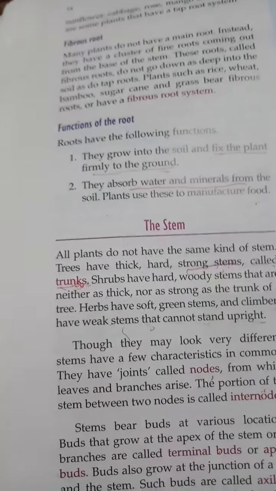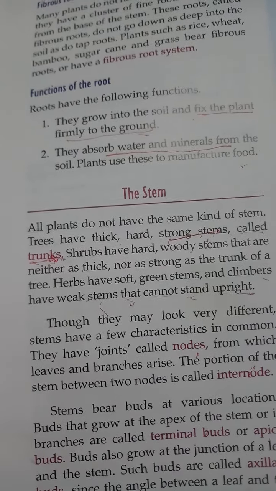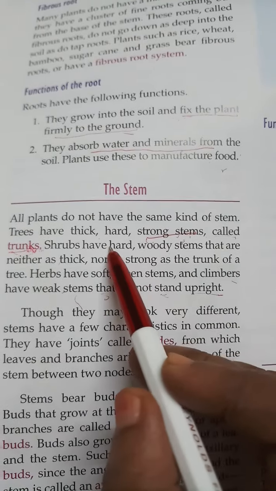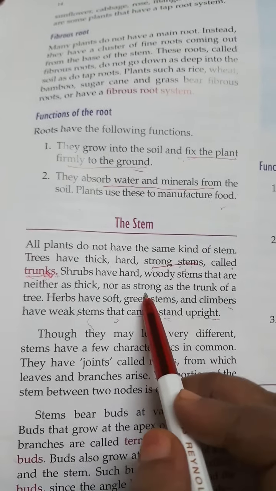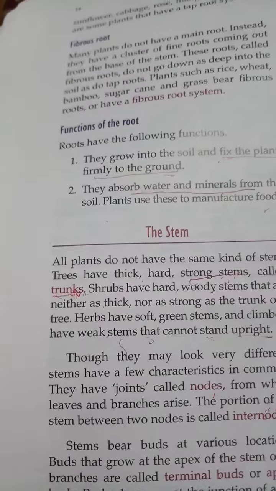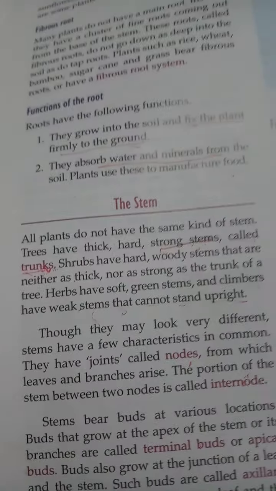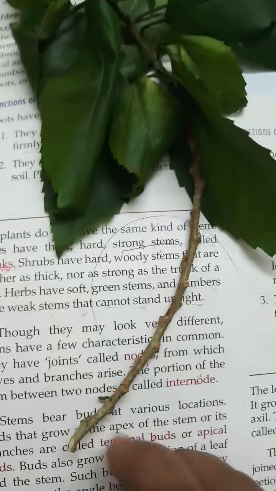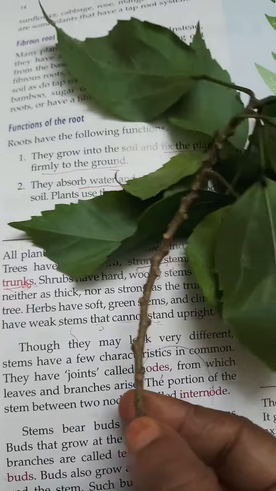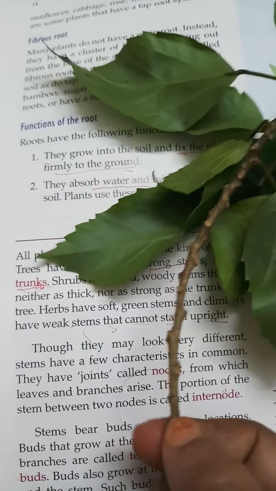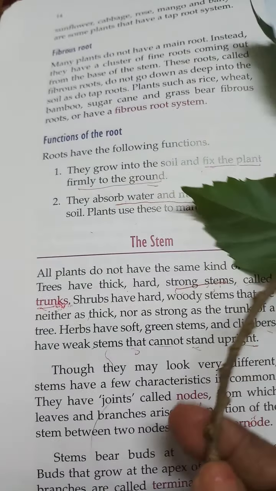But the shrubs like the rose or shoe flower or jasmine, they have hard woody stems, not as big as the trunk of a tree. I can show you the stem of a shoe flower plant. Here the stem is woody and strong like a tree, but it is very thin. That is the peculiarity of shrubs.